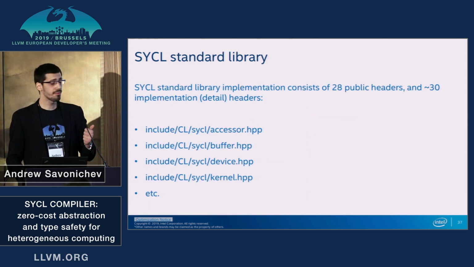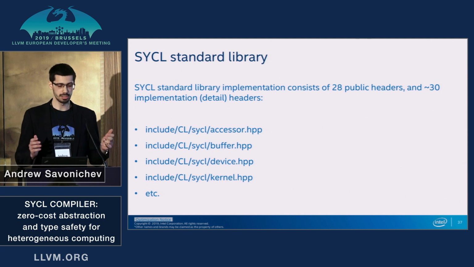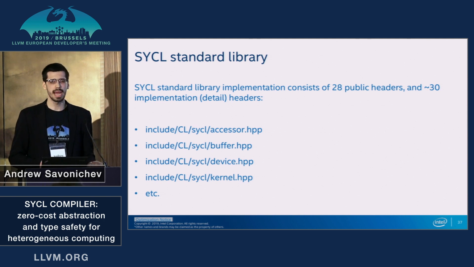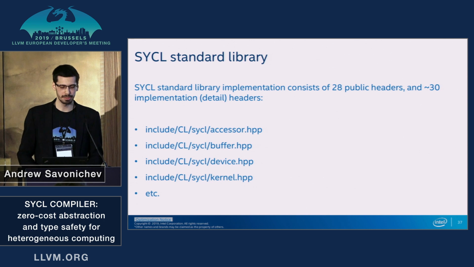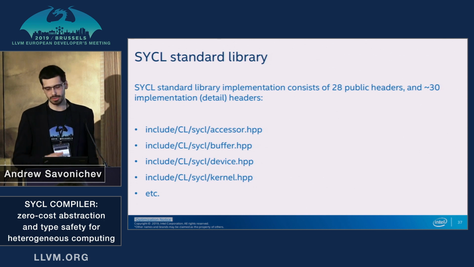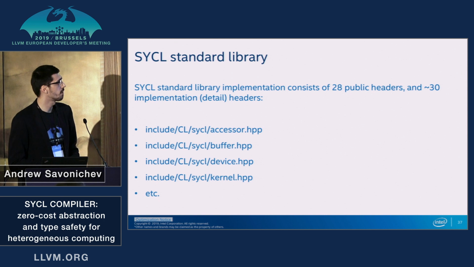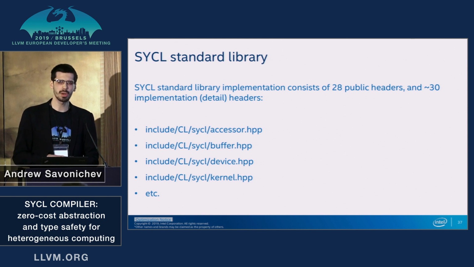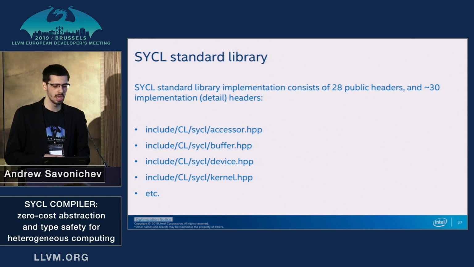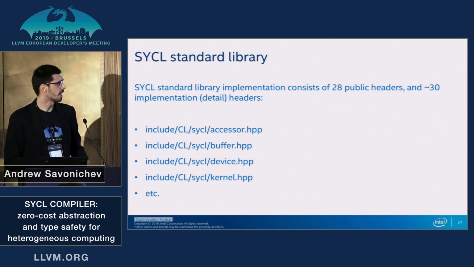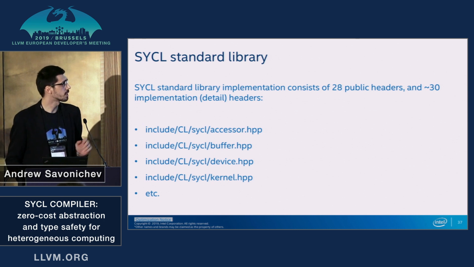So everything you just saw in the examples, all these classes, the accessors, the buffers, kernels, and all the stuff, all of this is pure C++ code. It is implemented in header files, a lot of them. There's also a small runtime library that you have to link in. And there are a lot of headers, so it's just like a standard library.